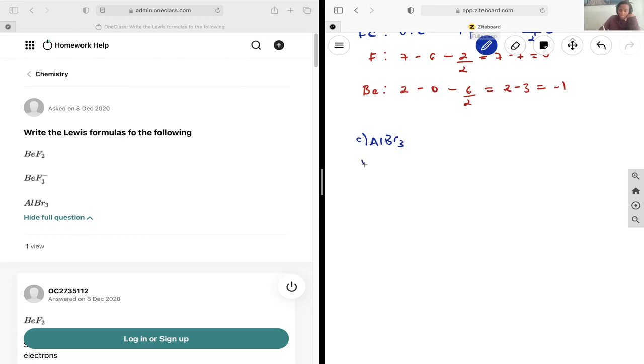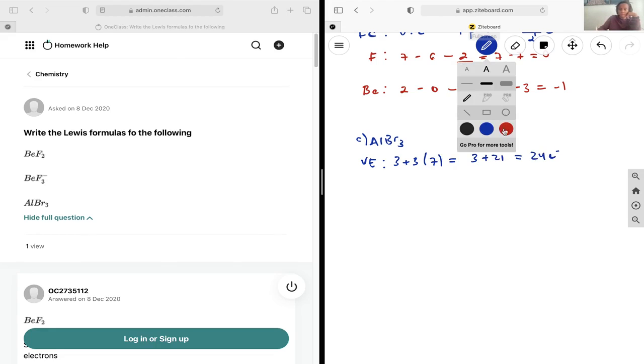AlBr3. Let's go ahead and check on our valence electrons. And so we have 3 plus 3 by 7. And so that's going to give us 3 plus 21 again. And that's going to give us 24 electrons to manage. We can go ahead and just label them. So this is caused by the aluminum. This is caused by the 3 bromines.